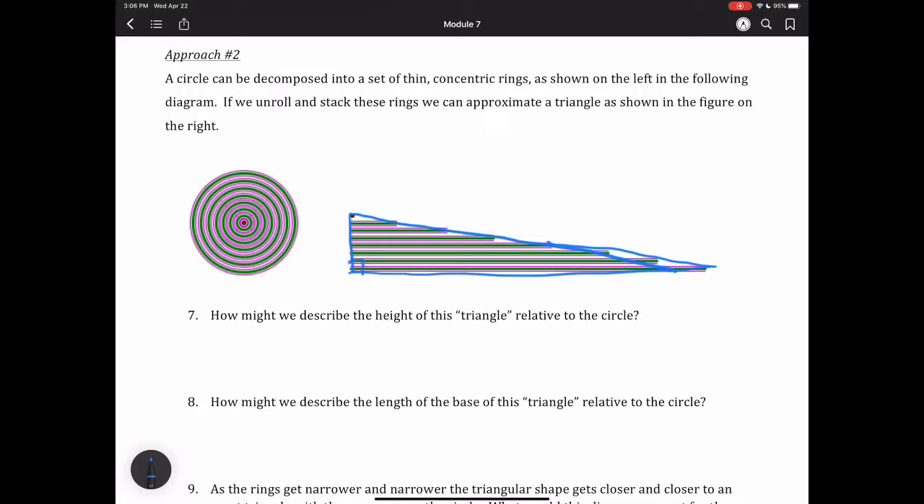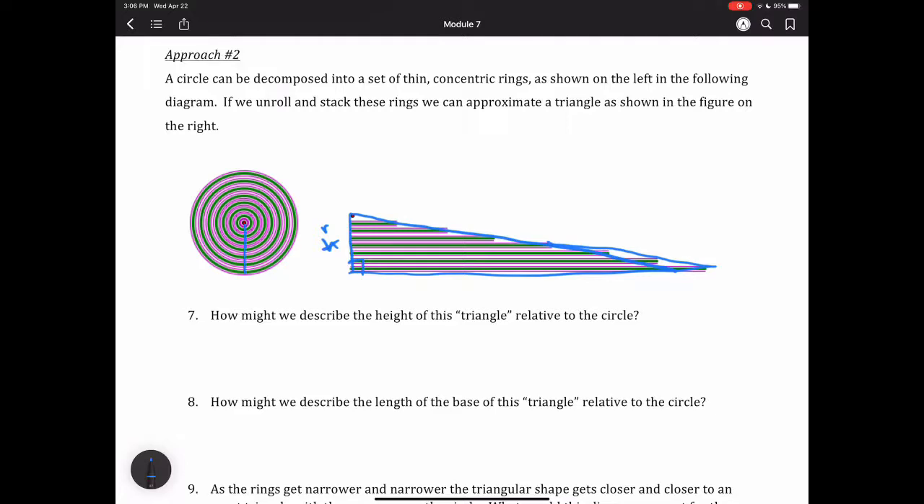And when we're looking at the height of that triangle, the height is actually really just the radius of the circle. So I'm not even going to call it the height, I'm going to call it r for the radius. Now, and you can write that down for number 7, we describe the height as the radius, okay?